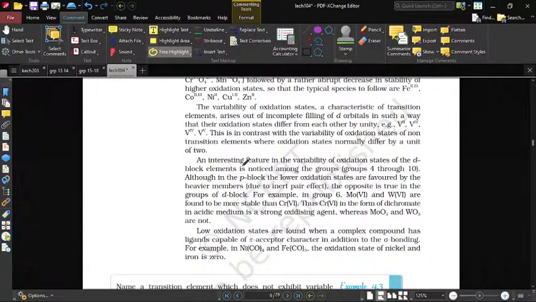For example, in group 6, molybdenum +6 and wolfram, tungsten, wolfram +6 are found to be more stable than chromium +6. Thus, chromium +6, formed in the form of dichromate in acidic medium, is a strong oxidizing agent. Why? Because they are more stable than chromium. MoO3 and WO3 are not oxidizing agents.